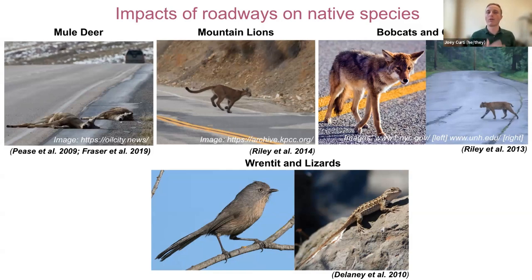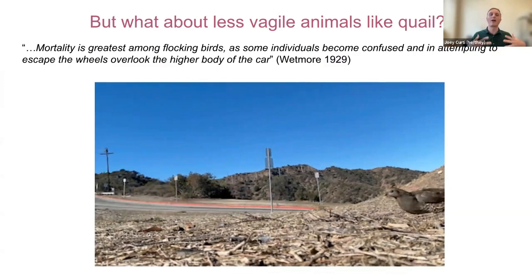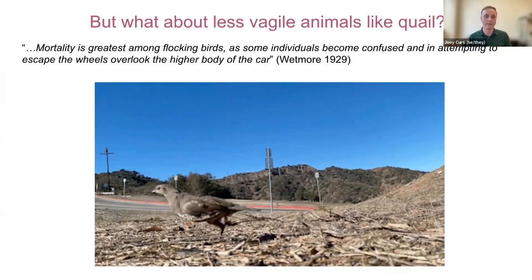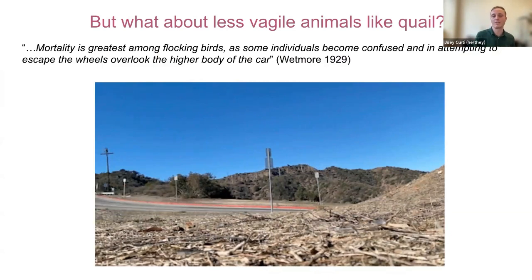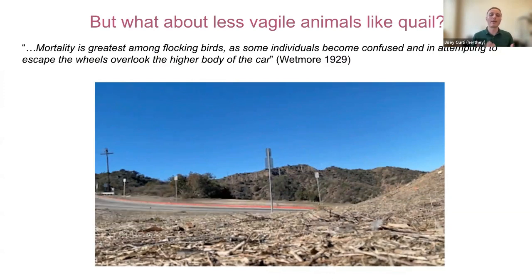We have a pretty reasonable body of literature to understand what these impacts are. However, we don't know very much about what happens to less agile or less mobile animals, such as the California quail. Quail, I think, are a very interesting system because they defy some of our expectations for birds and how birds relate to roadways. If you can imagine your normal flighted bird, you might be able to just pass right over, right? You might just fly right over the 101 with ease.